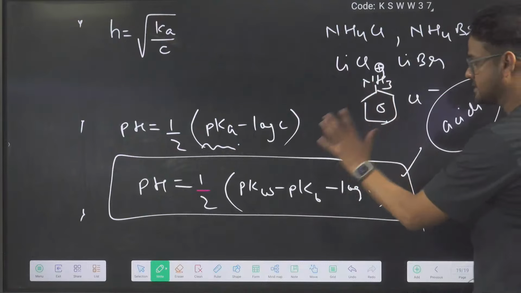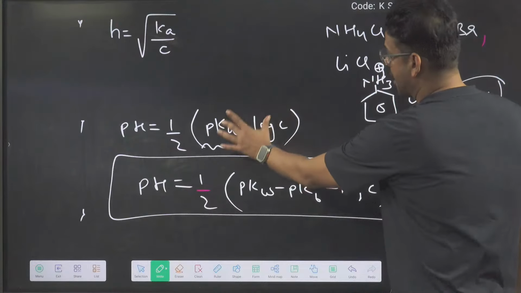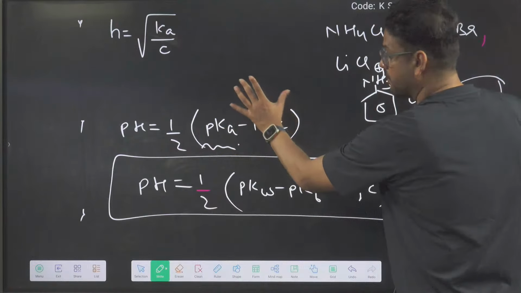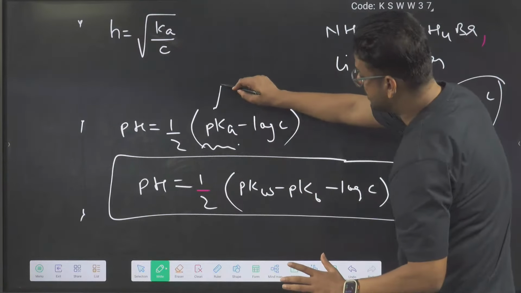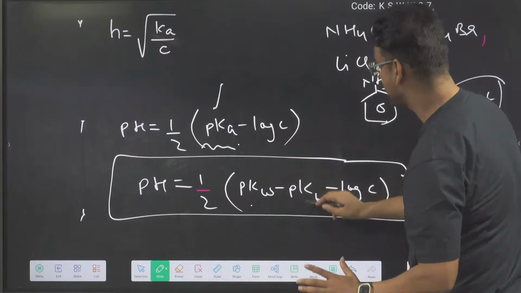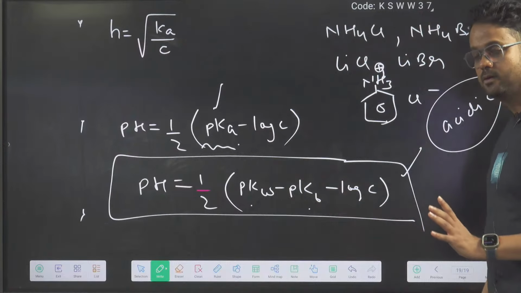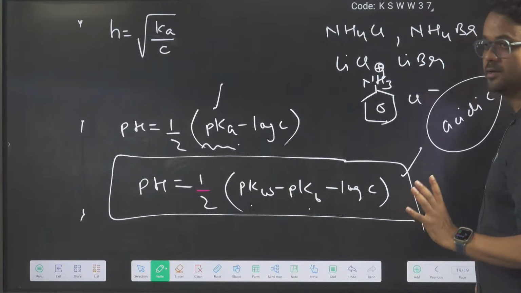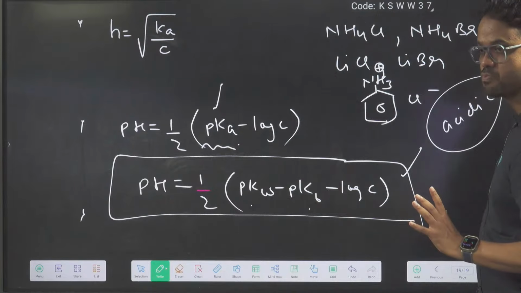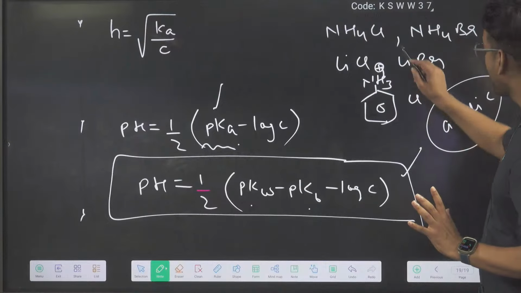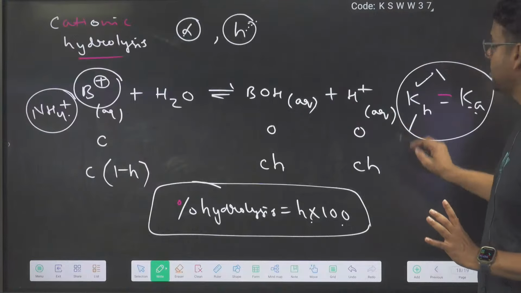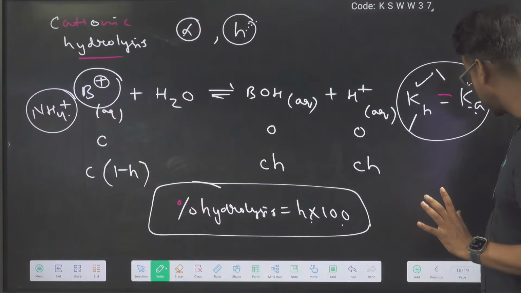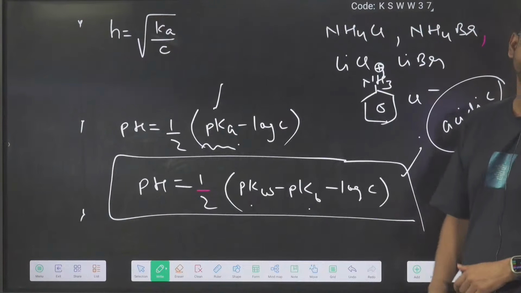It will be just like a weak monoprotic acid, half pKa minus log C, but most of the times pKa will not be given, pKw minus pKb will be there. Is this okay, everybody? All these salt solutions will be acidic due to hydrolysis of the cation.